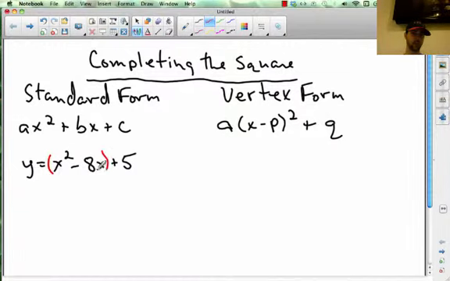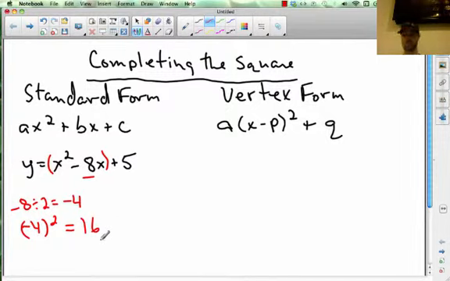First thing we want to do is we only focus on the first two terms, the things that have x's in them. And what we're going to do is we're going to take exactly half of the linear term, so the coefficient on the x, so we divide it by 2, and that will give us negative 4. Okay, so negative 8 divided by 2 will give us negative 4. Then we're going to next take that number and we're going to square it. So this is the next step, negative 4 squared, and that equals 16.